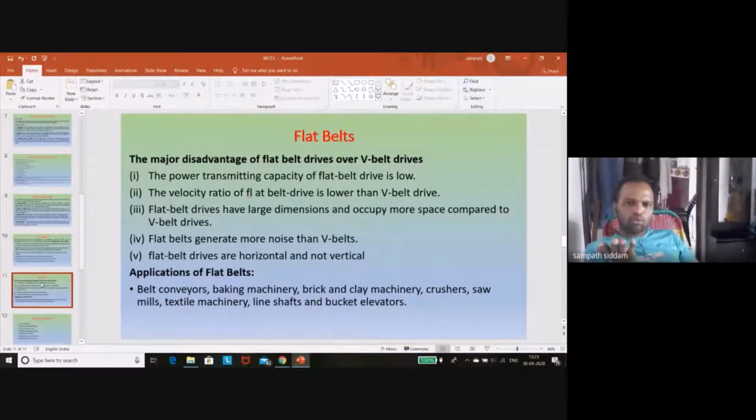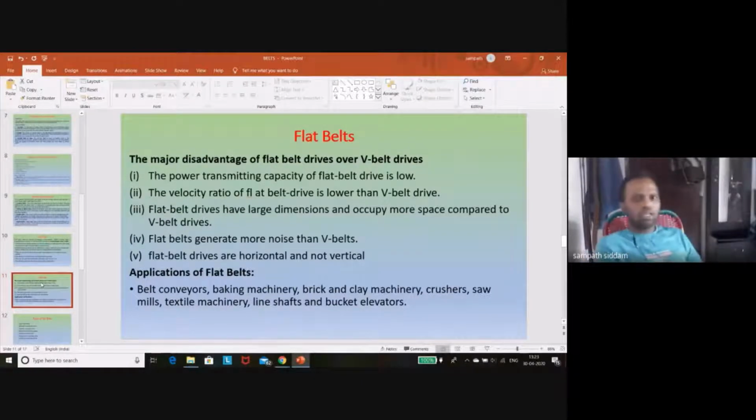In that variation of the tensions on both sides of the belt, you have your power transmission, which is (T1 minus T2) into V. In case of V belts, you have more contact, so you have more power transmission than in the case of flat belts. Next, the velocity ratio of flat belts is lower. Obviously, if the velocity ratio is lower, the power transmission is also lower. And flat belt drives have larger dimensions and occupy more space when compared with V belts.